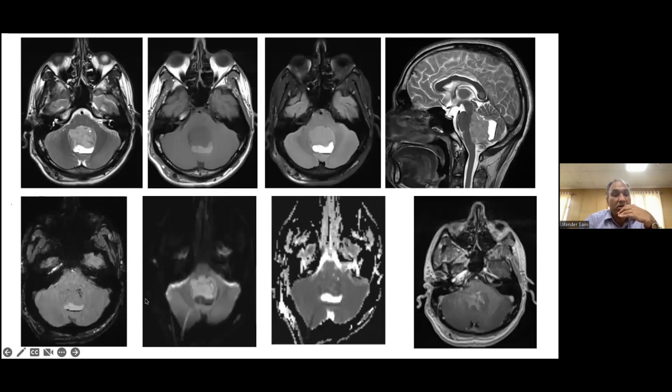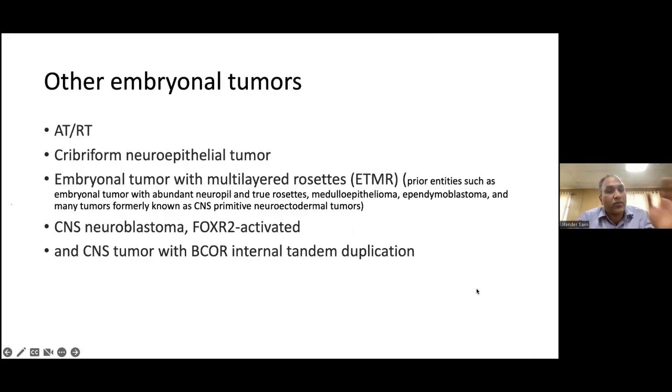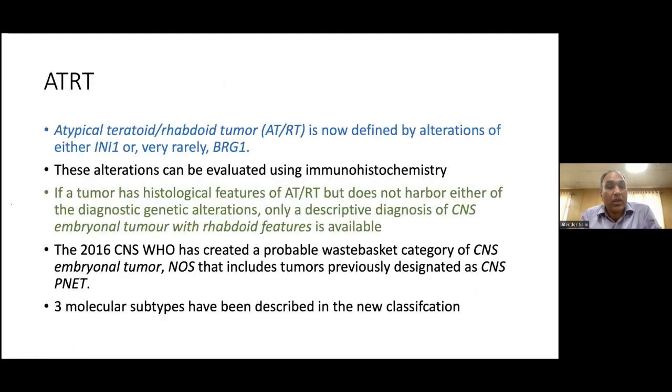Again, diffusion restriction is present here, some amount of bleed is there. So always relation to the posterior fossa. Other embryonal tumor, so medulloblastoma is an embryonal tumor of posterior fossa. So supratentorial, you can have ATRT, then you can have embryonal tumors with multi-layered rosettes, and CNS neuroblastoma, and some newly described entities like CNS tumor with BCOR internal tandem duplication.